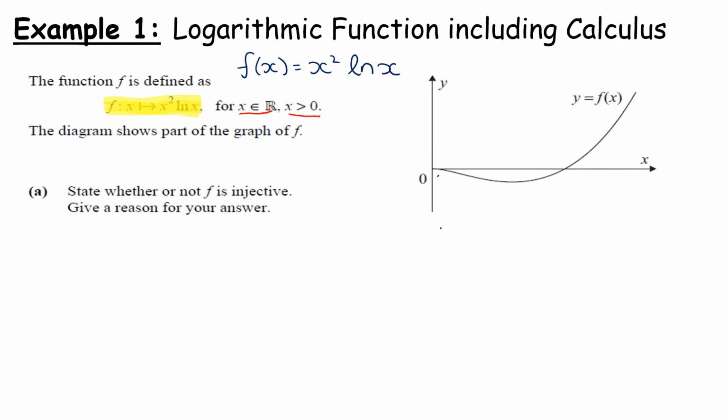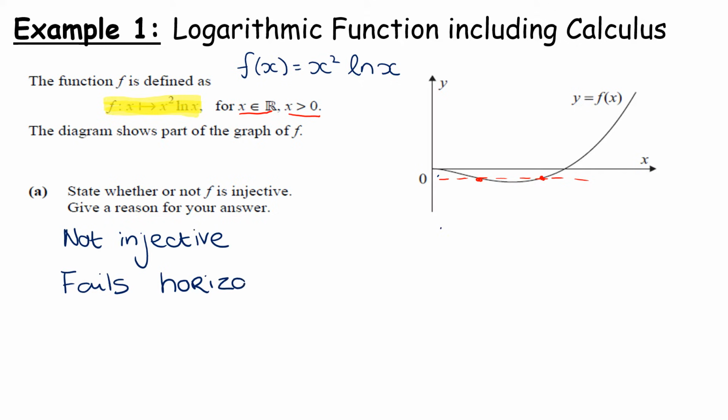So the diagram on the right shows part of the graph of f. State whether or not f is injective, give reason for your answer. So the easiest way to do this is with the horizontal line test, and that means if I draw a horizontal line, and I'll draw one in here to show you, this should touch the graph at most once. And here it touches it twice, so it's not injective. So just make sure you actually answer the question. I often see students here explain it, but actually forget to answer whether it is injective or not. Not injective, and I will say it fails the horizontal line test.